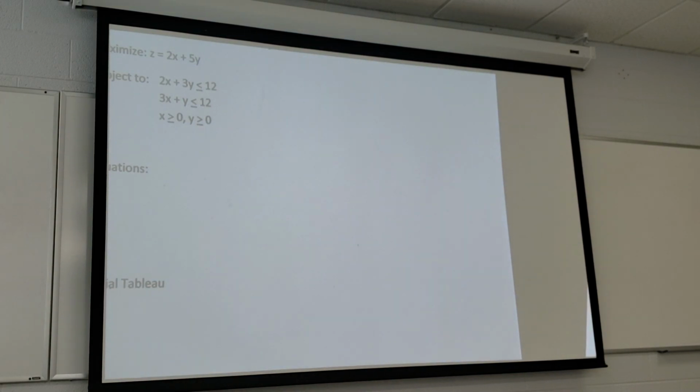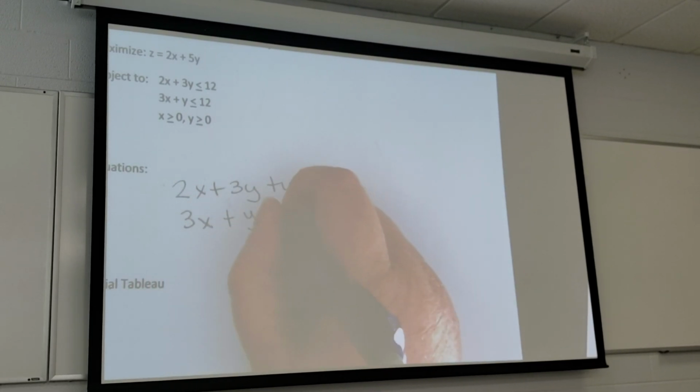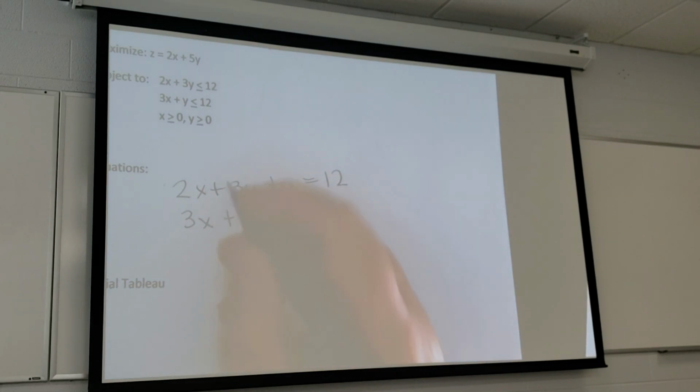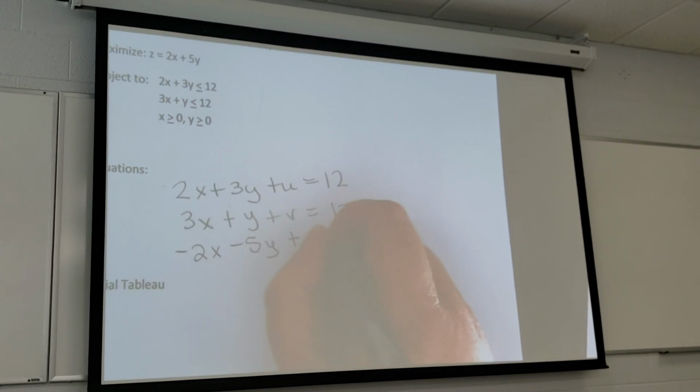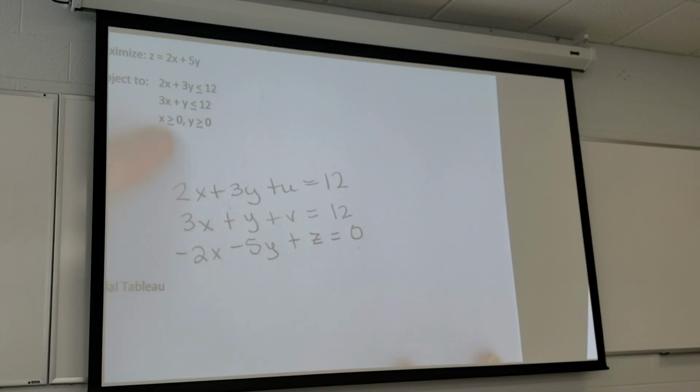So, this is the first one we did. I have 2x plus 3y plus u is equal to 12. 3x plus y plus v is equal to 12. And negative 2x minus 5y plus z is equal to 0. You can write it this way, or you can write the z. This has everything lined up to write your matrix.